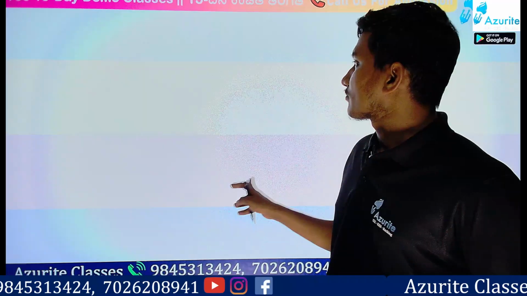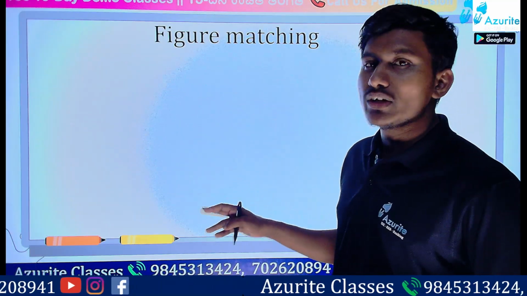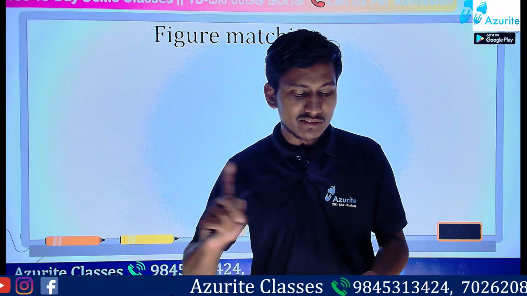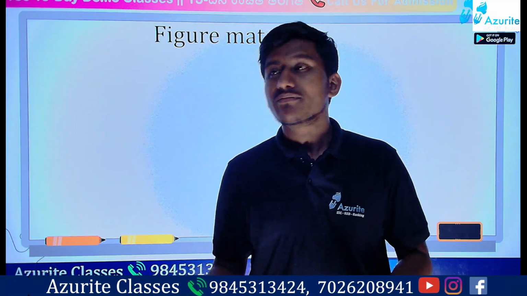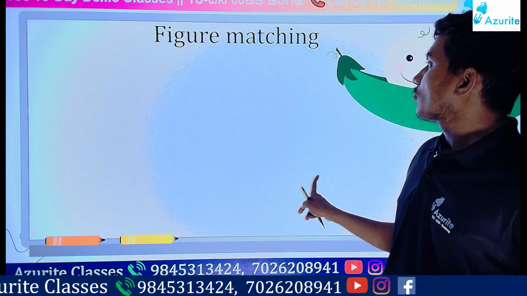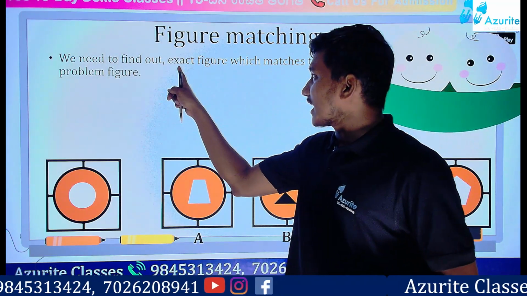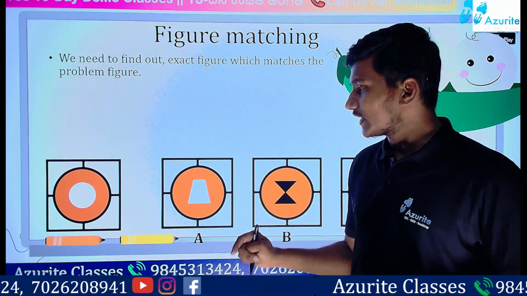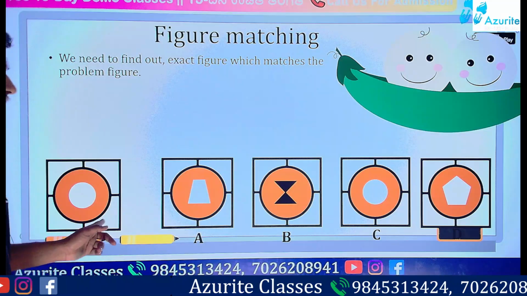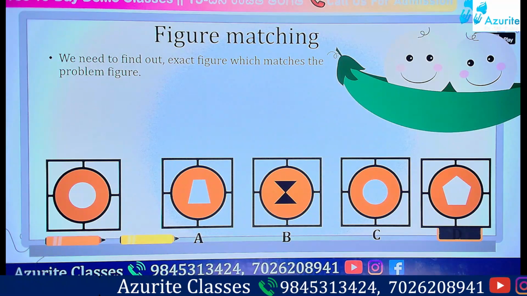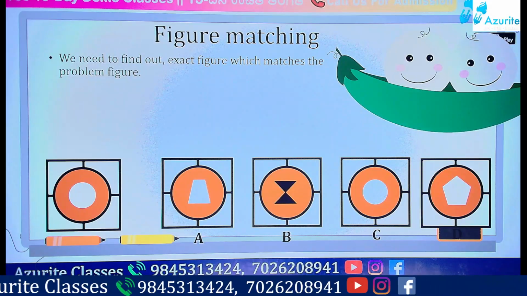Okay, good. So now, if you are able to identify the dissimilarities, then it will be easy for you to identify the figure matching. So what are the things we have to remember? Everything should be exactly same. So this figure is there here. So what is the matching figure for this in the ABCD options? Tell me. What will be the answer? Which is same?